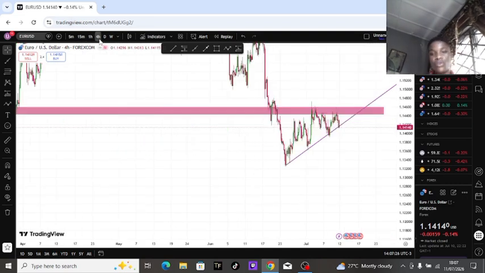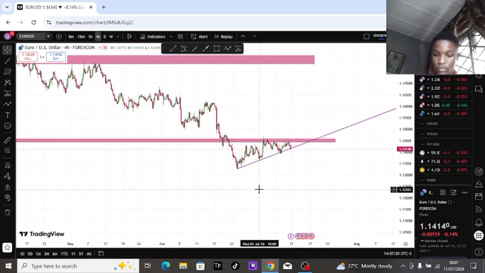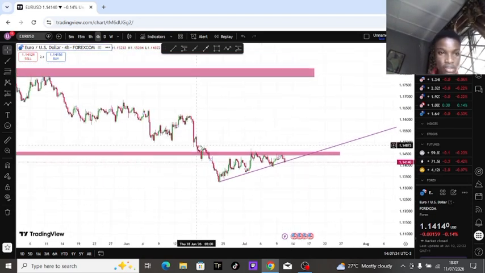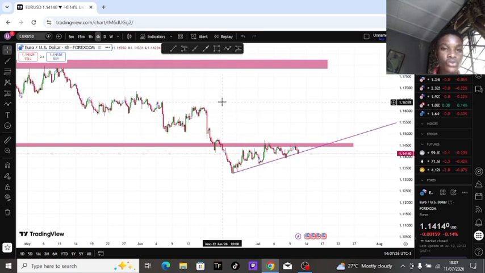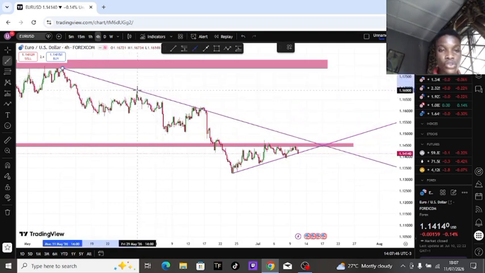Go back to our 4 hour time frame. Let's see what I'm talking about. Look at this, so clean and so beautiful. The only thing is whether it's going to work as planned, because analyzing the chart is one thing, but for it to work as planned is another thing.